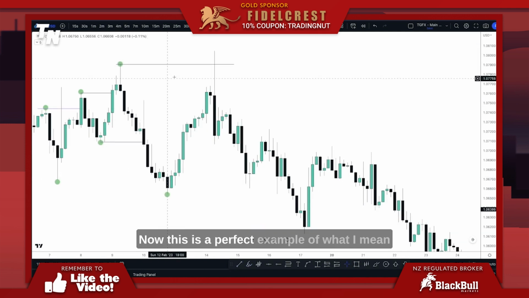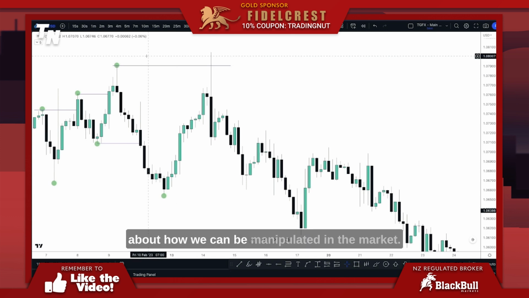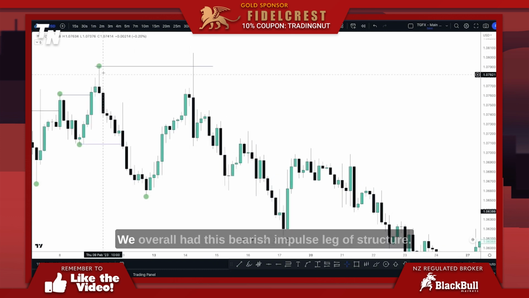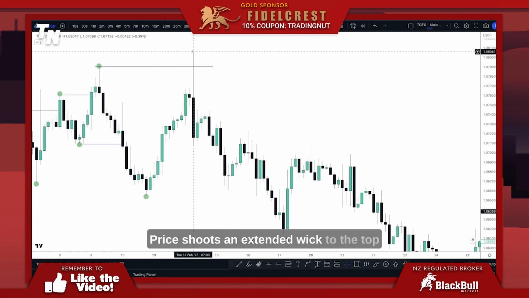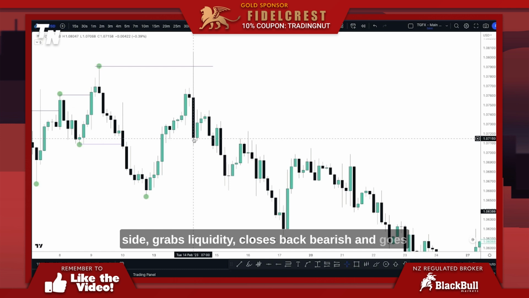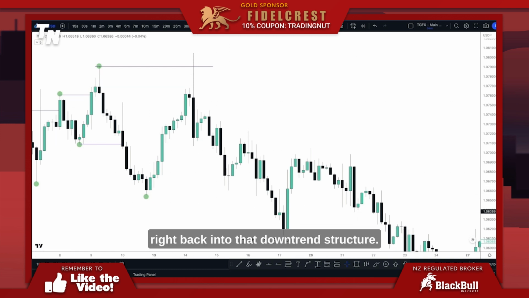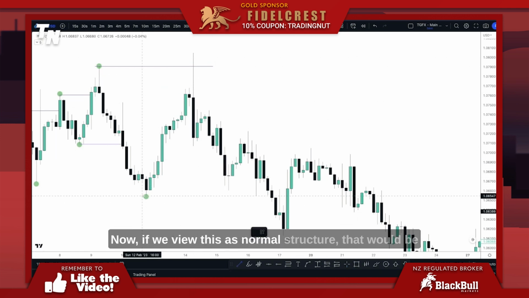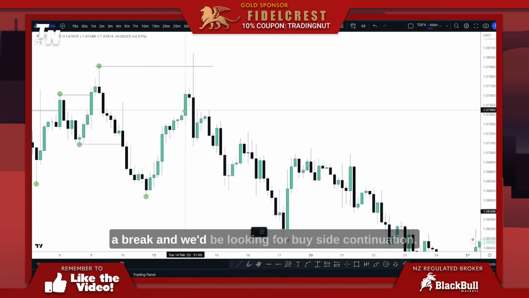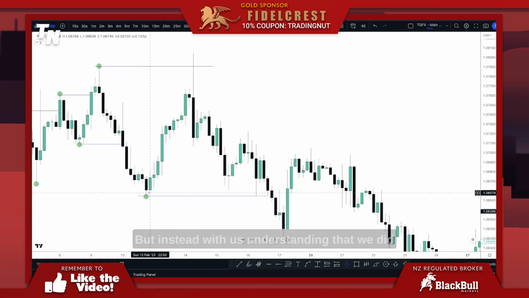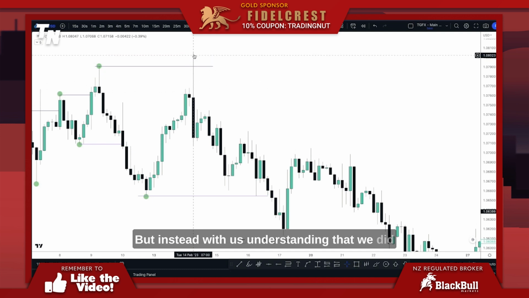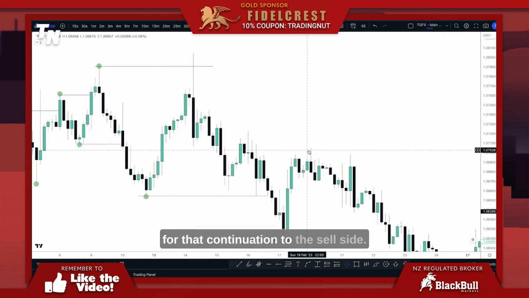Now this is a perfect example of what I mean about how we can be manipulated in the market. We overall had this bearish impulse leg of structure. Price shoots an extended wick to the top side, grabs liquidity, closes back bearish, and goes right back into that downtrend structure. Now, if we view this as normal structure, that would be a break and we would be looking for buy side continuation. But instead, with us understanding that we did not close a candlestick above, we are looking for that continuation to the sell side.